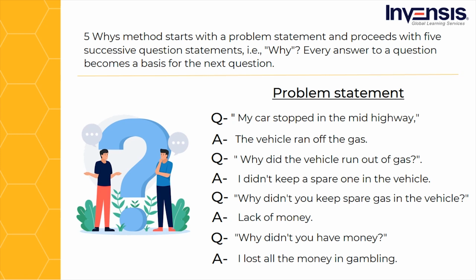Of course, the expected answer is the vehicle ran out of gas. The next question is, why did the vehicle run out of gas? The answer is I didn't keep a spare one in the vehicle. The next question is, why didn't you keep a spare gas in the vehicle? The answer is lack of money. And the final question is, why didn't you have money? The answer is I lost all the money in gambling, and this is the root cause of our problem statement.